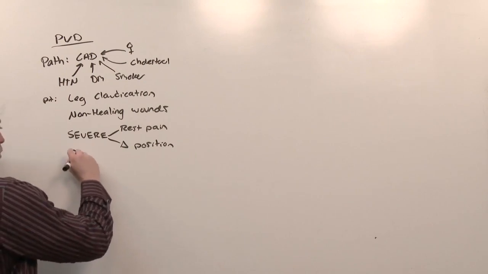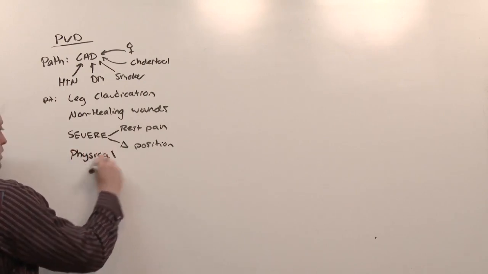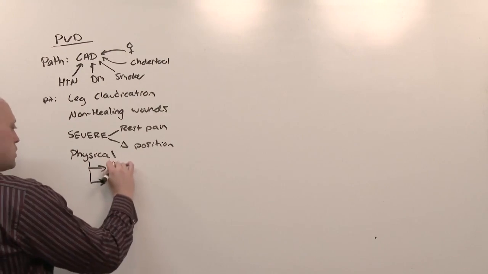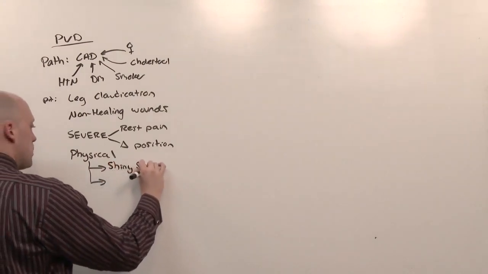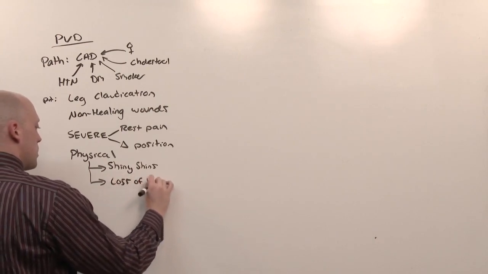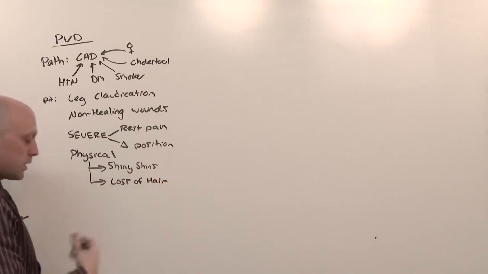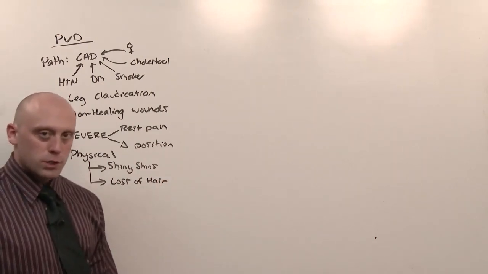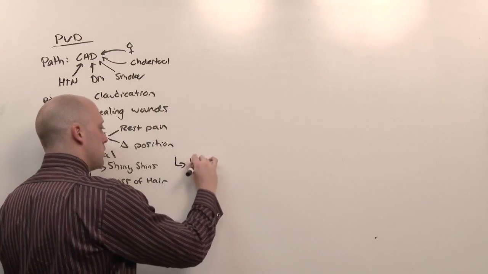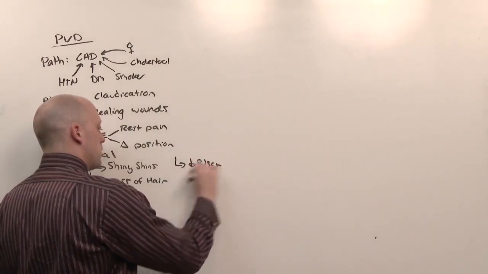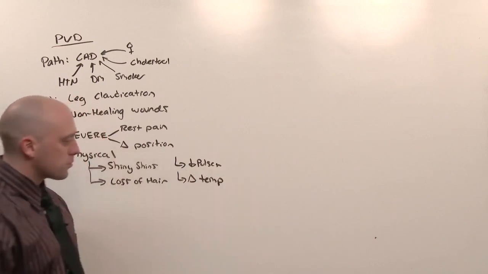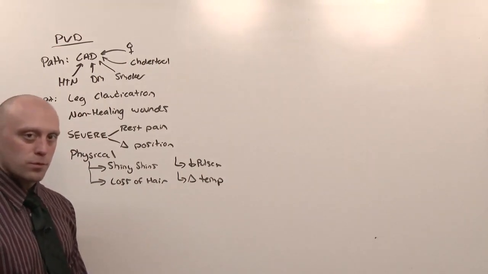But you might identify someone with peripheral vascular disease just on a physical exam. They may not actually have any symptoms at all. If you see shiny shins or loss of hair, especially compared left to right, think of peripheral vascular disease. But because this is a problem with perfusion of the lower extremity, you're going to have decreased pulses and cooler temperatures. Again, especially left to right. Cool extremity is indicative of poor perfusion.